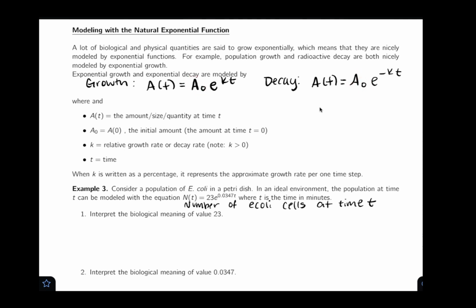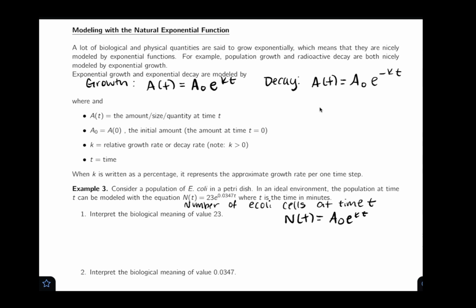The first thing we might want to do is to decide if we should model this situation with exponential growth or exponential decay. And in fact, that has already been decided for us because we don't have a negative up here. Exponential decay is almost the same formula as growth, but there is a negative in my exponent. Since I don't have that, I know it's exponential growth. That also makes biological sense because if I put some E. coli in a petri dish, I expect it to grow in an ideal environment. So we'll be using the growth formula.